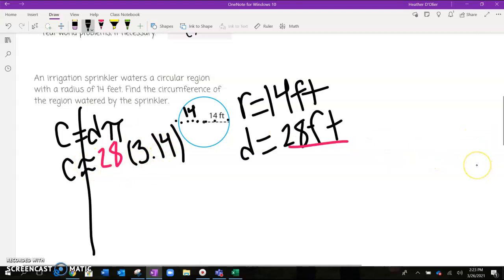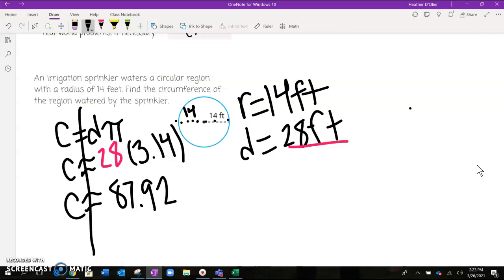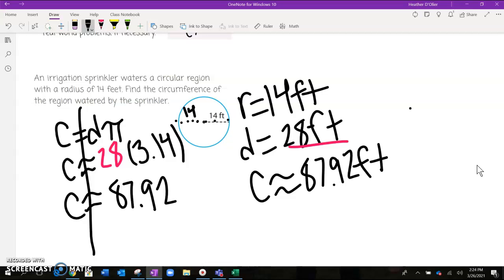And now I do the math. I'm doing 28 times 3.14. Circumference is approximately, I'm typing it into my calculator, 28 times 3.14 equals 87.92. So the circumference is approximately 87.92 feet. That was when we were given radius.